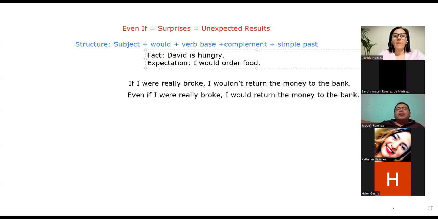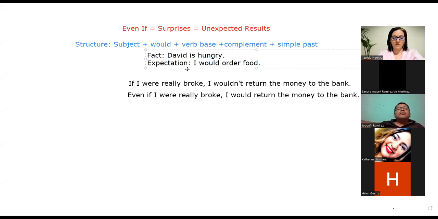No, that's not... How is that unexpected? So even if David were hungry, I would order food for him? That is something expected, right? So you can't use it with something that is expected. The right way of saying it would be, even if David were hungry, I wouldn't order food for him. That would be a better way of saying it. Okay, I wouldn't order, right?